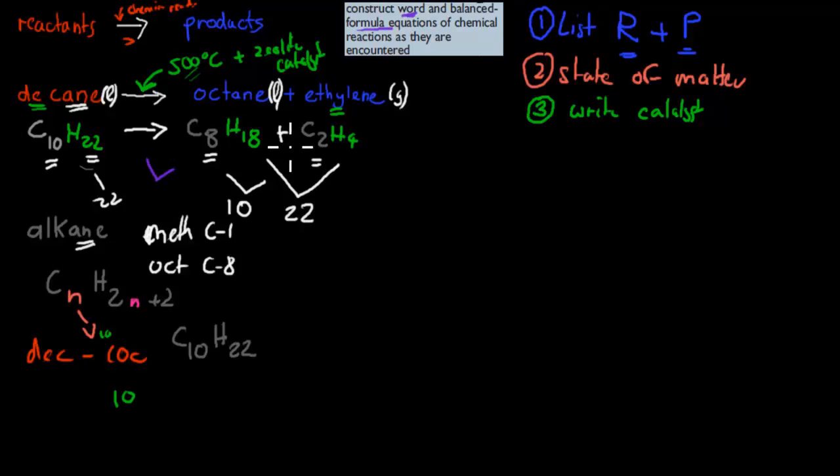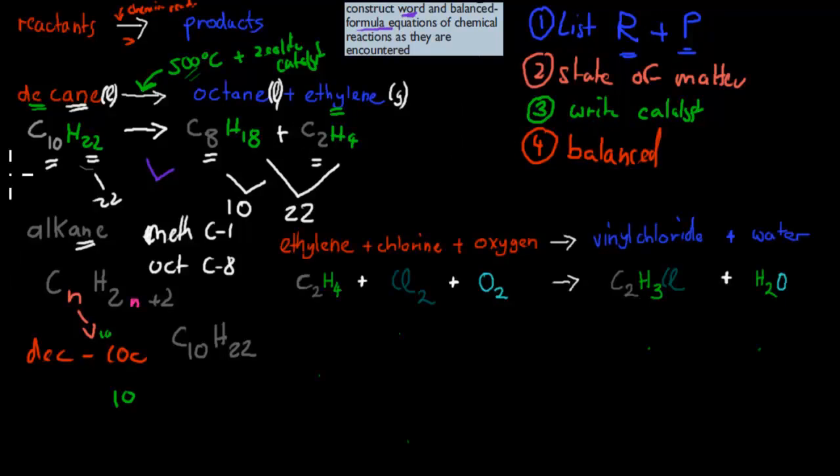So the next part, the fourth important part, is make sure it's balanced. All chemical equations should be balanced. I'll show you what I mean by showing you a non-balanced equation. So imagine all this here to be the next part.